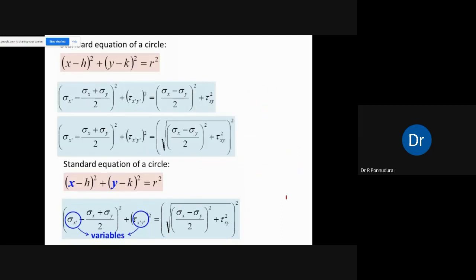I suppose it's clear to you now. To draw a circle, we should know the center point. The center point is equal to sigma average comma 0. Radius is equal to the square root of sigma x plus sigma y by 2 to the whole square plus tau x y the whole square.